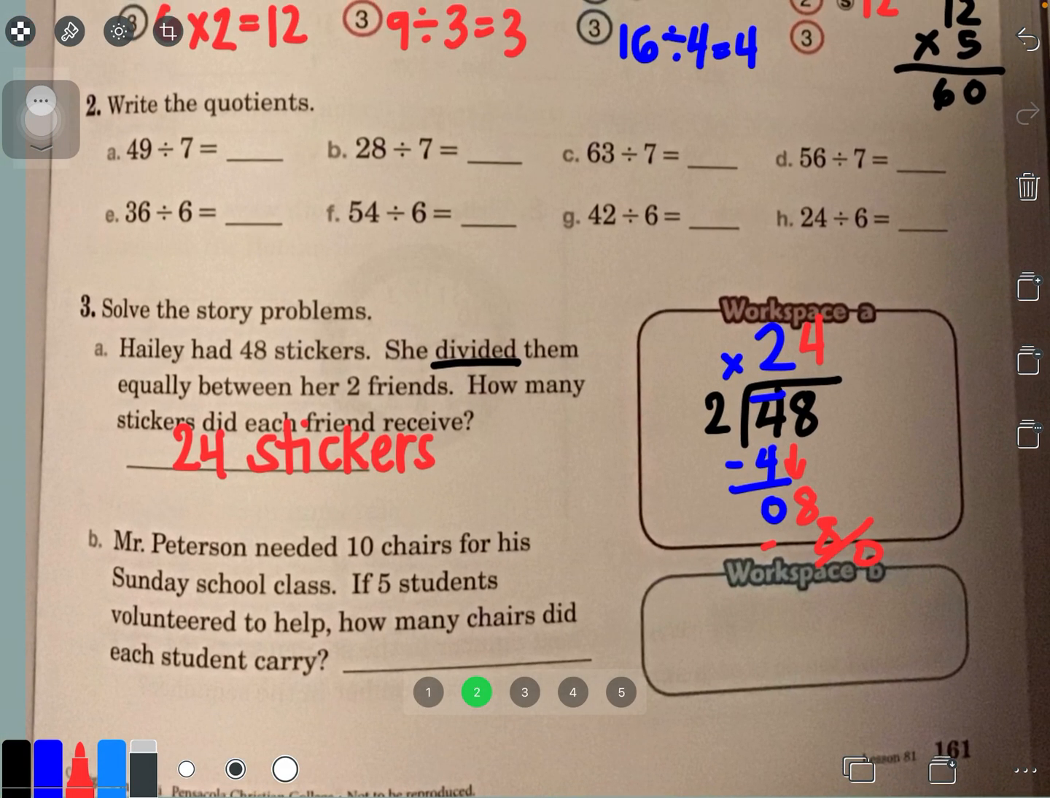Okay. Letter B. Mr. Peterson needed 10 chairs for his Sunday school class. If 5 students volunteered to help, how many chairs did each student carry?